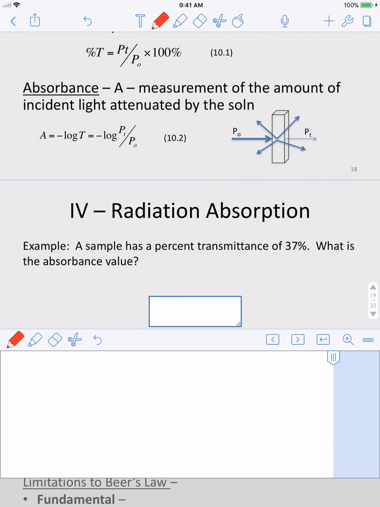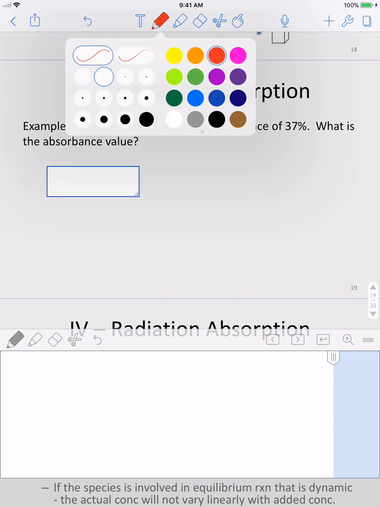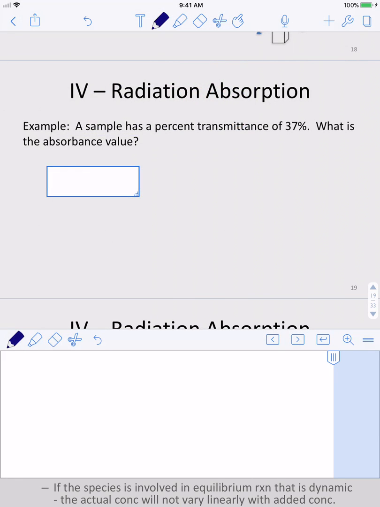All right, so here is another example for you to calculate. So again, pause the video and see if you can do this, and then follow my example after you've tried it on your own. So example, a sample has a percent transmittance of 37%. What is the absorbance value?